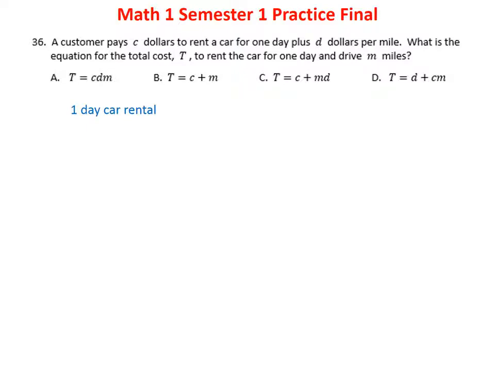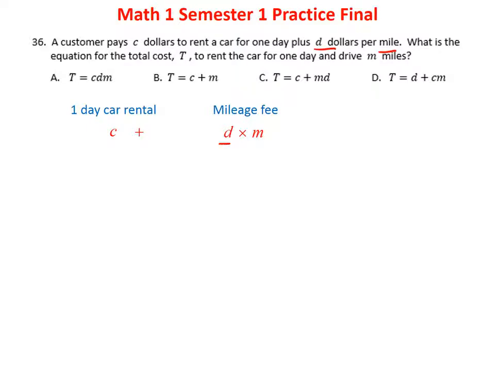Number 36. A customer pays C dollars to rent a car for 1 day plus D dollars per mile. What is the equation for the total cost to rent the car? Well, the 1 day rental is going to cost C. That's the cost to rent it for 1 day. He has to pay a mileage fee, so that's going to be extra. And his mileage fee is D dollars per mile.